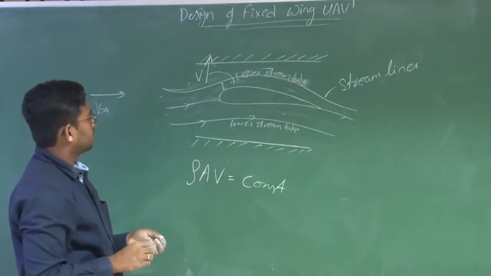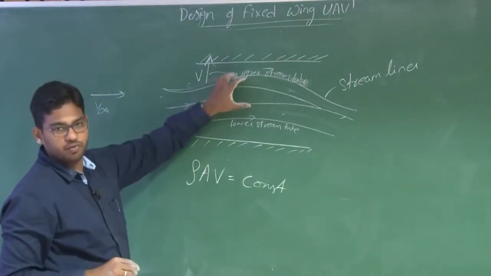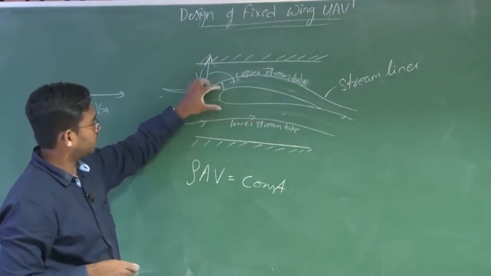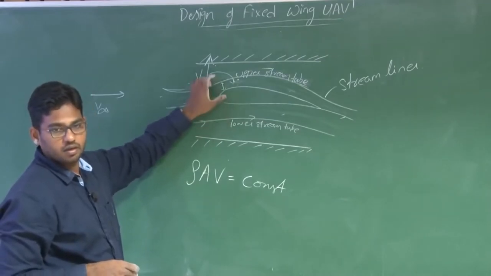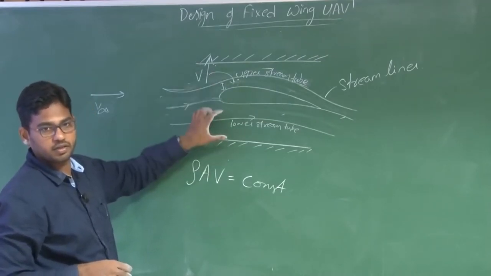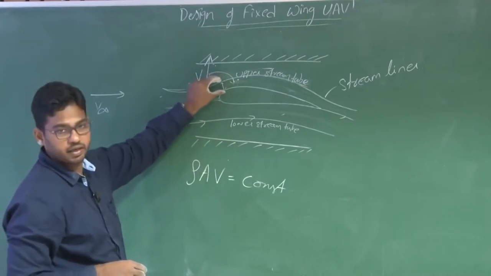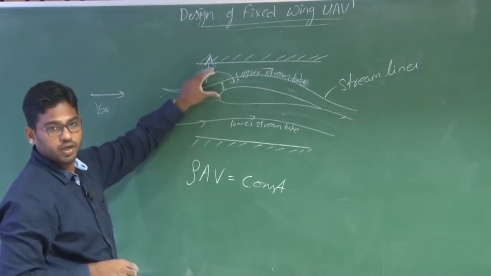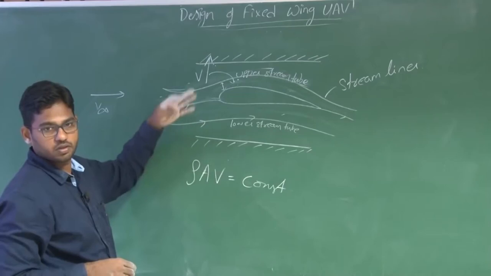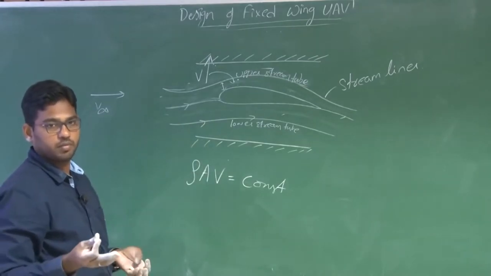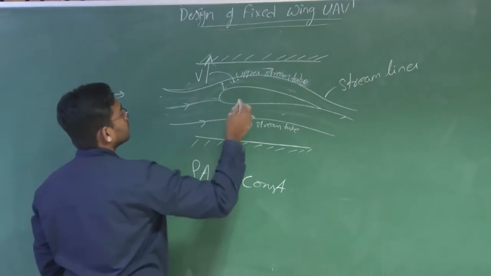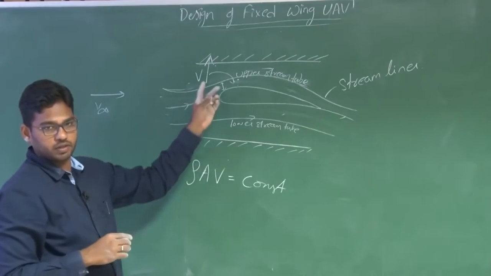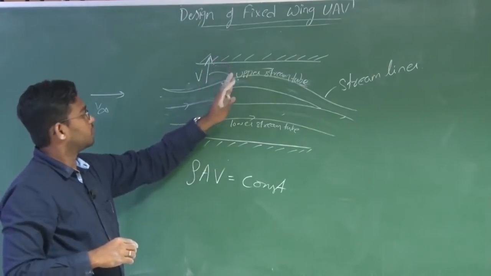At the same time, if you have a symmetric aerofoil, you have equal thickness distribution, which gives a similar reduction in cross-sectional area on either side. If you have a cambered aerofoil, you have a greater reduction in cross-sectional area of the stream tube above. And when you have a symmetric aerofoil, you have equal reduction in area above and below the chord line. Now, this will accelerate the flow above the surface. Let us talk about the upper surface right now.